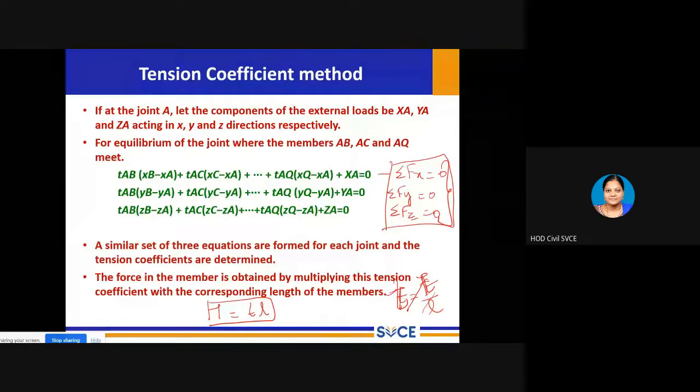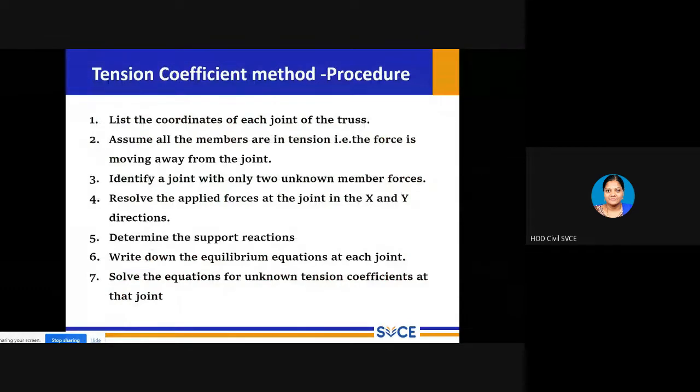Yes. So now I have summarized here the procedure for the tension coefficient method. The first and foremost thing you have to do, for a given truss, is list out the coordinates of each and every joint of the truss, because mostly the students make mistakes in this particular part, especially in a 3D truss. They have some difficulty in locating or fixing the coordinates of the joints in a given truss system. So that has to be done very clearly after understanding, because they may find it difficult to fix the coordinates of a given truss system.